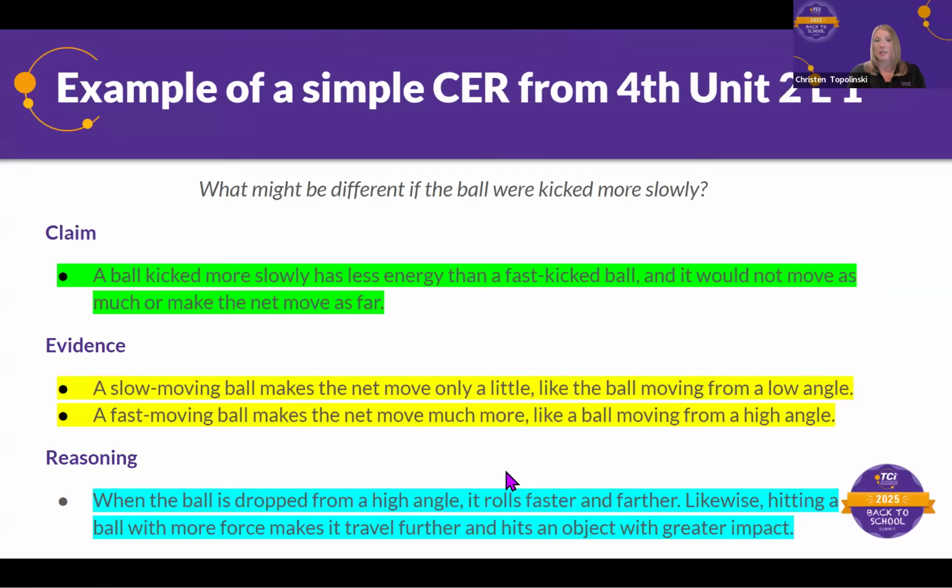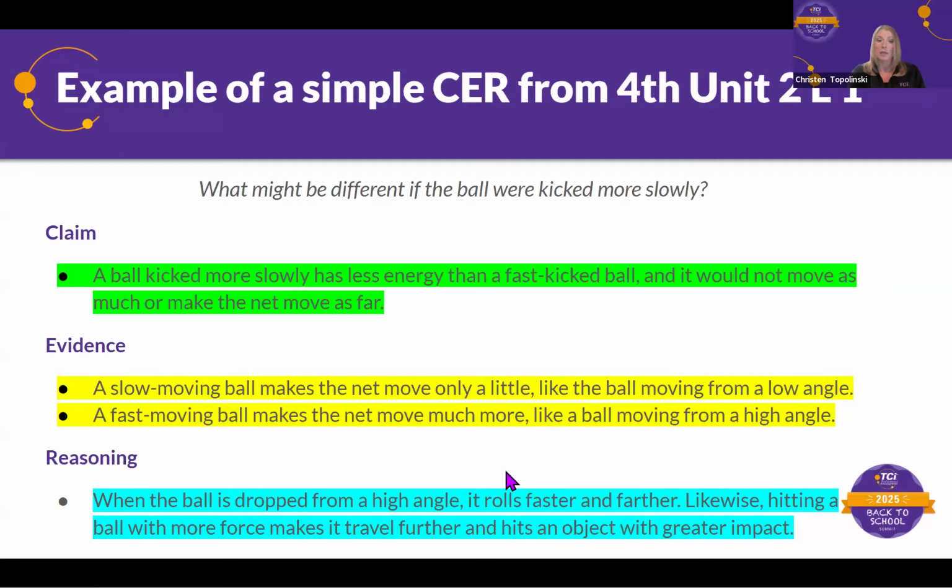Then the evidence is that a slow moving ball makes the net move only a little, like the ball moving from that low angle, right? If you rolled it from 15 centimeters from a low angle, it's going to move more slowly than a fast moving ball, which will make the net move more. And releasing that ball from a higher angle will also make it move faster. It'll get to that 1 meter mark, 2 meter mark much faster.